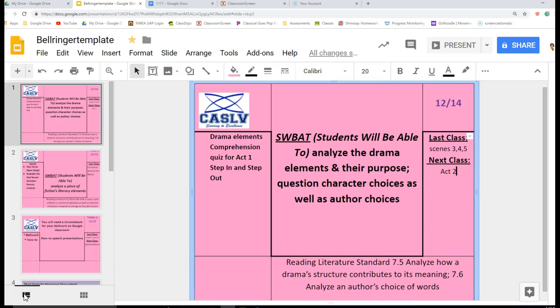This is all based on the standards. 7.5 says that Nevada believes that in 7th grade you should be able to analyze how a drama's structure contributes to its meaning. And also 7.6, which is analyzing how an author makes word choices. Again, those are the standards that this lesson is built upon, and we're just practicing these ideas today.